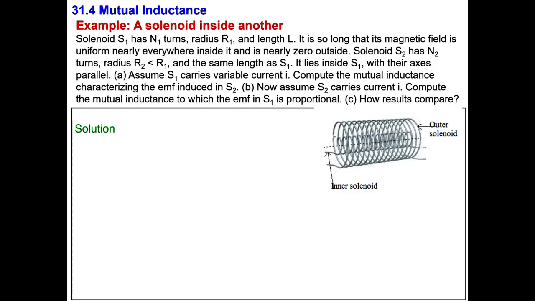Okay, so here we have two solenoids. Solenoid S1 has N1 turns, with radius R1. It is so long that its magnetic field is uniform nearly everywhere inside it and is nearly zero outside. So it's an ideal solenoid. Then we have solenoid S2, which has N2 turns. The radius R2 is less than R1.